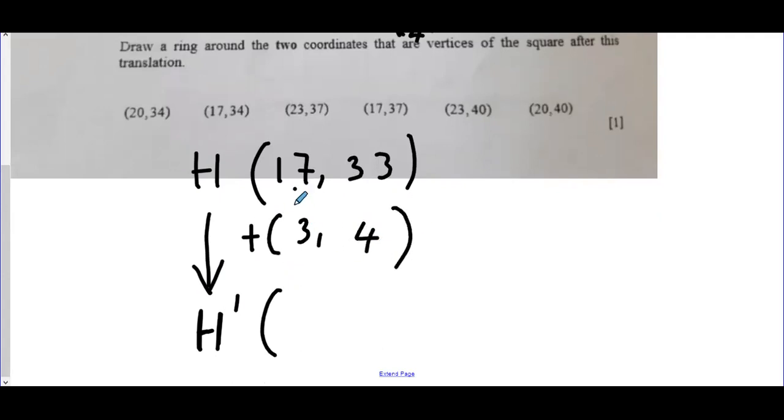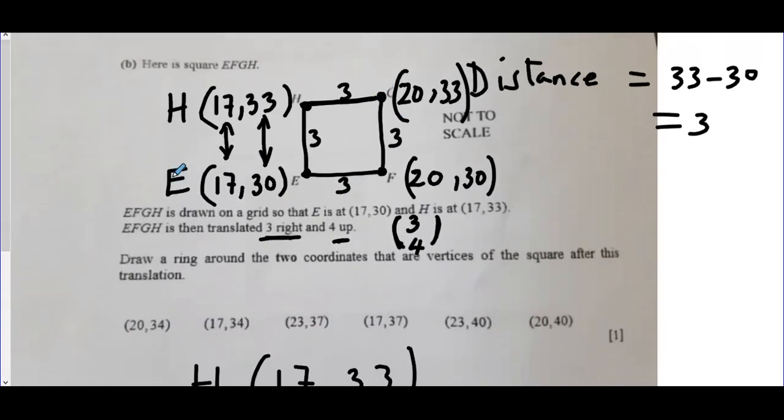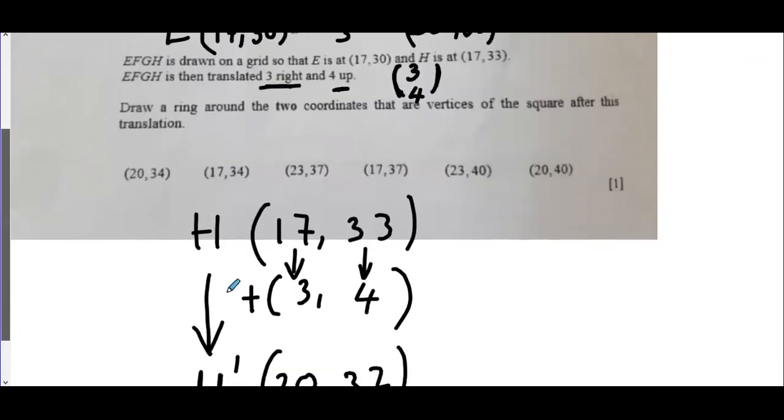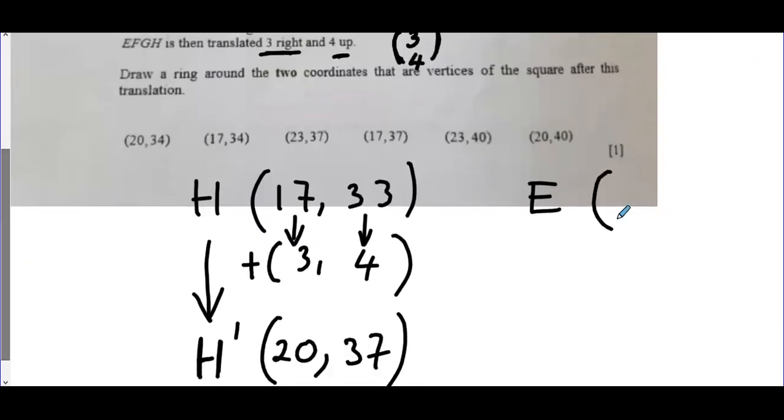Now, when you add this, you're going to get 17 plus 3, this will be 20, and 33 plus 4, you're going to end up getting 37. Now, do we have 20,37? We have 20,37. No, we don't have. Possibly, we're going to move to another coordinate, which is E. With coordinates of E, we have E is this one here, 17,30.